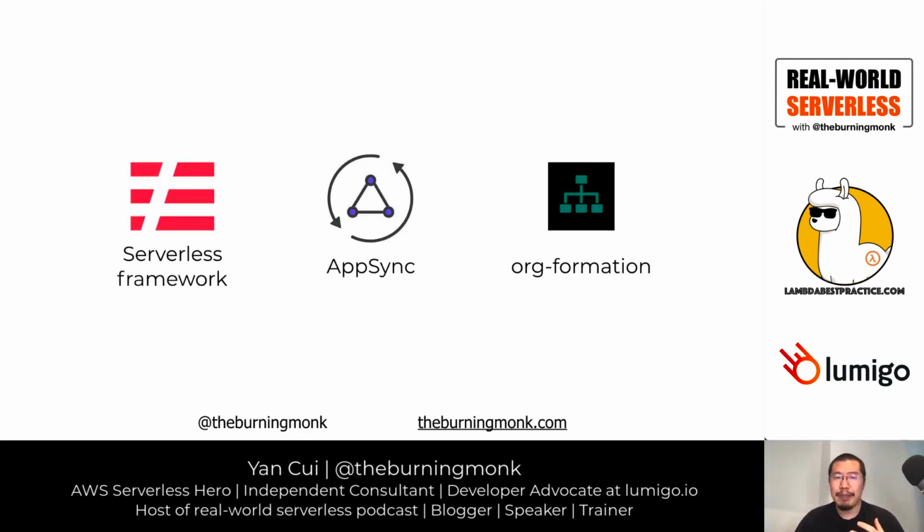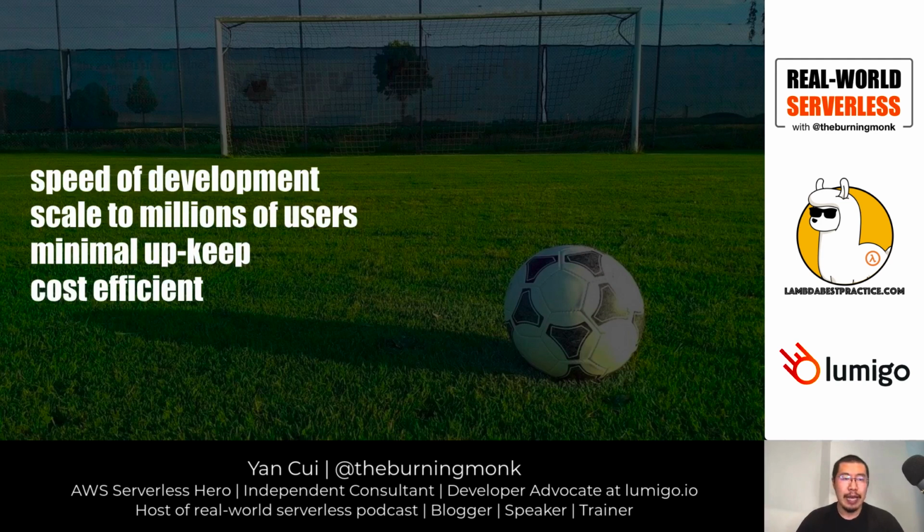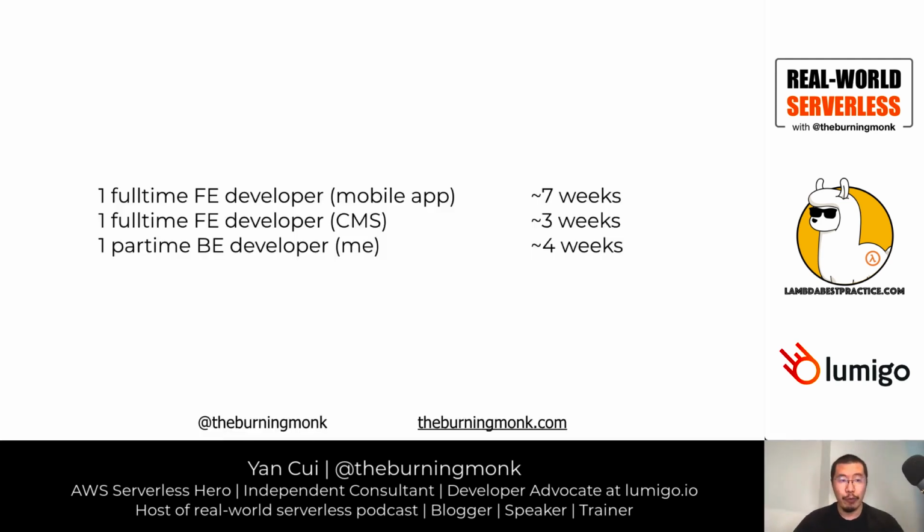And that's kind of the three main tools I've used in this project: the Serverless Framework for deployment automation, AppSync for managing the GraphQL server layer, and org-formation for automation around the entire AWS organization and all the different accounts I have. And if you go back to the goals I started off with, in terms of speed, getting everything done within 4 weeks is pretty good going, considering the amount of stuff involved, and I was working part-time on this on my own.